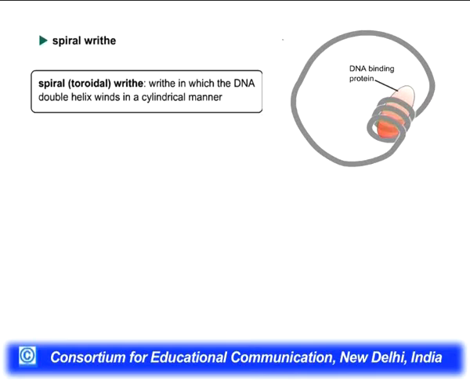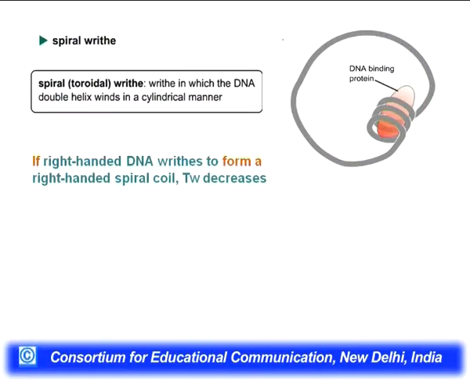We will be talking about genomic organization down the lane, but if you know about it, then DNA in the genome is actually DNA and a protein molecule. So the proteins are the histones primarily and some non-histone proteins, but histone proteins, and then the DNA is wound around it. So when the DNA is winding around a particular molecule or protein molecule, then that kind of winding is called the spiral writhe or toroidal writhe.